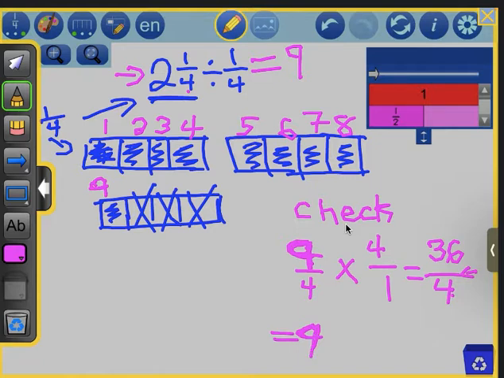Okay, let's try another simple one where we're just working with unit fractions. Or not unit fractions, but we're going to use other simple ones, right? The unit fraction is really easy because you're kind of counting by ones.